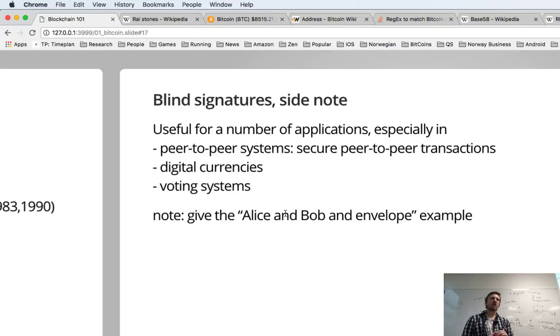So blind signature allows me to sign somebody else's message without them being able to manipulate or change it later, without me learning what it is and then proving to somebody that, yes, I verified that the message is what it's supposed to be.